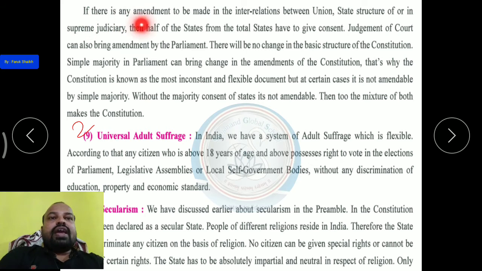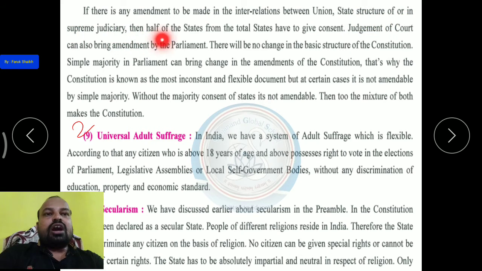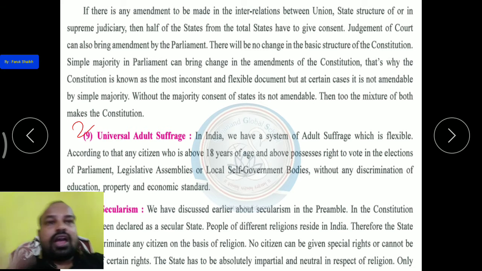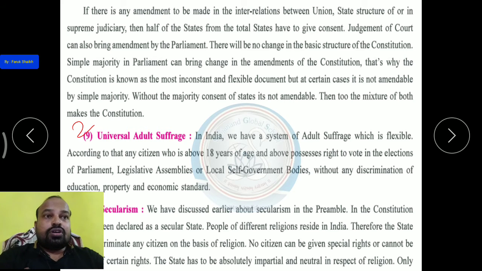Now if there is any amendment to be made in the interrelation between union state structure or in supreme judiciary, then half of the states from the total states have to give consent. Means half of the states, यानी कि पूरे देश में जितने भी states हैं, okay, they have to take part in the voting. Okay, and the states have to give consent.